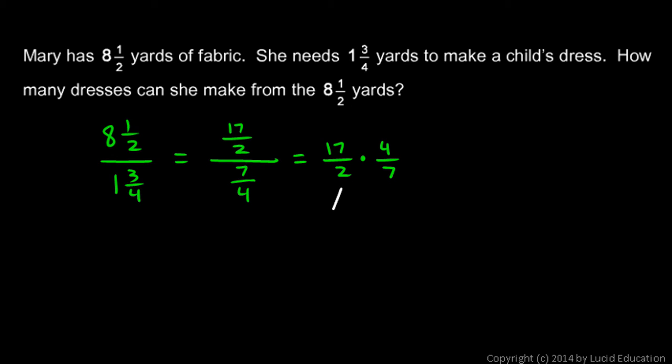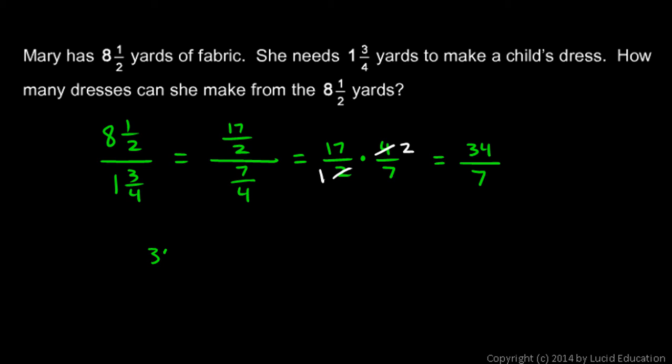And I notice here the 2 and the 4 can be reduced. Let's divide each of those by 2. So this becomes a 1 and that becomes a 2. And then we multiply here. 17 times 2 in the numerator is 34 over, in the denominator we have 7 times 1. So 34 over 7 is my answer. But no one's going to make 34/7 dresses. This is what we're trying to find out, how many dresses. So let's figure out what this is.